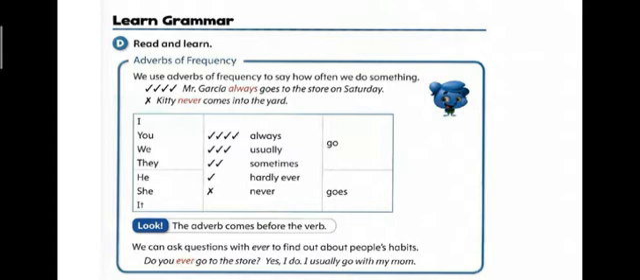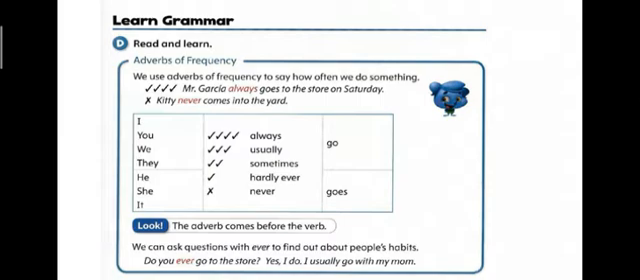So we put the adverbs of frequency after the subject. So if we want to make a sentence, we put the subject first, or the subject pronouns first, and then the adverbs, and then the verb or the rest of the sentence. Like, I always go to school by bus.